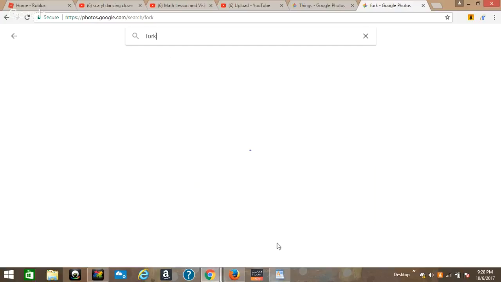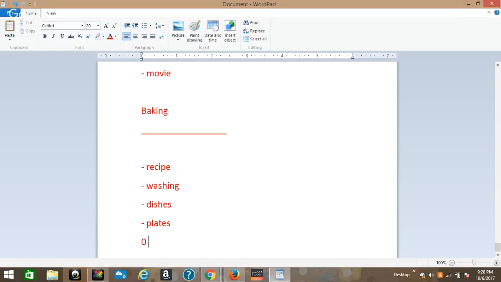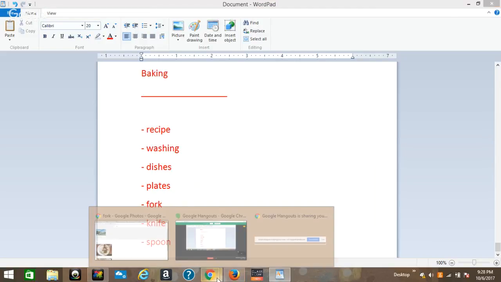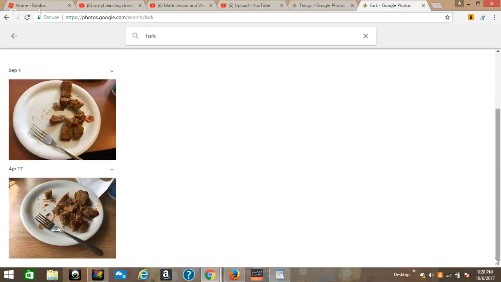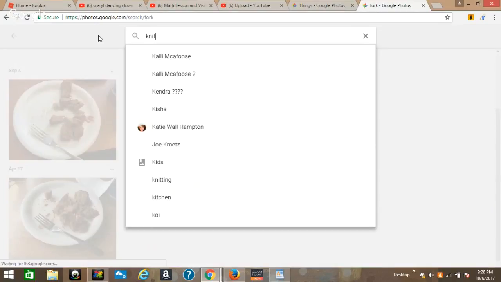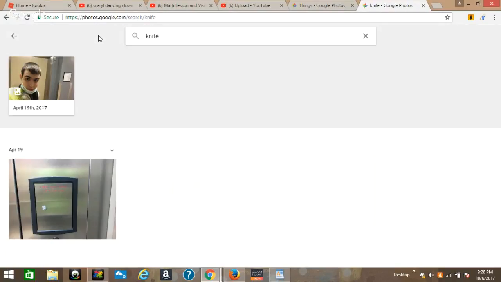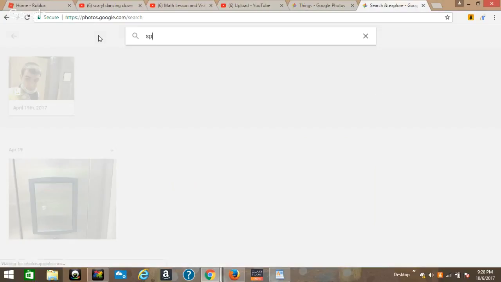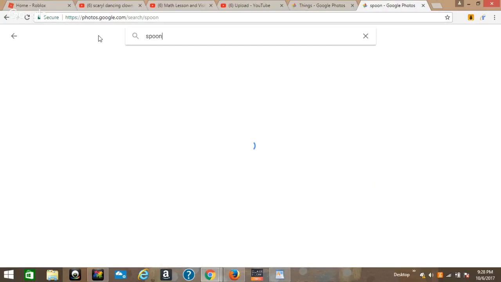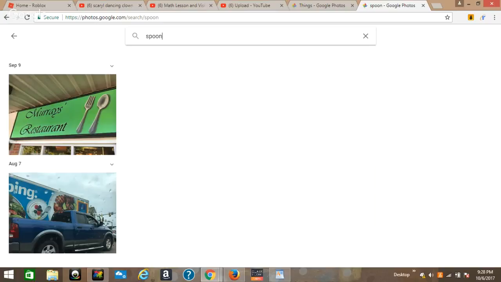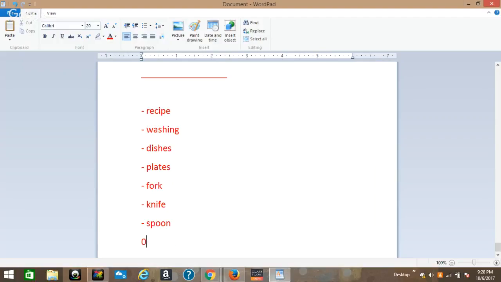Fork? Knife? A spoon. Fork? A knife? And a spoon. Spoon. Compound it. Tableware.